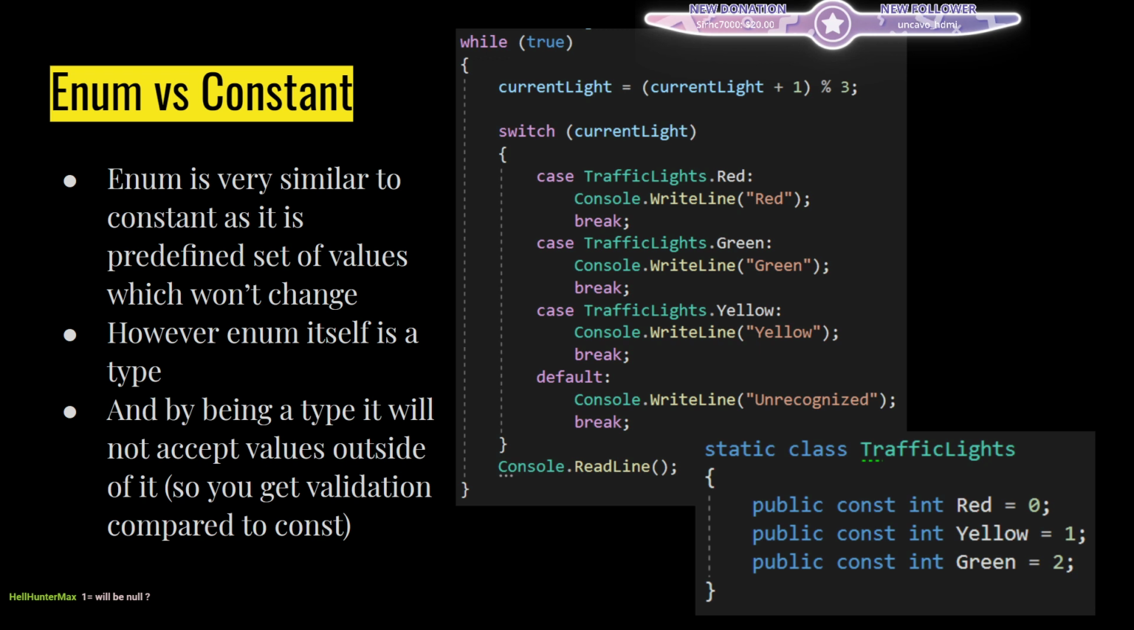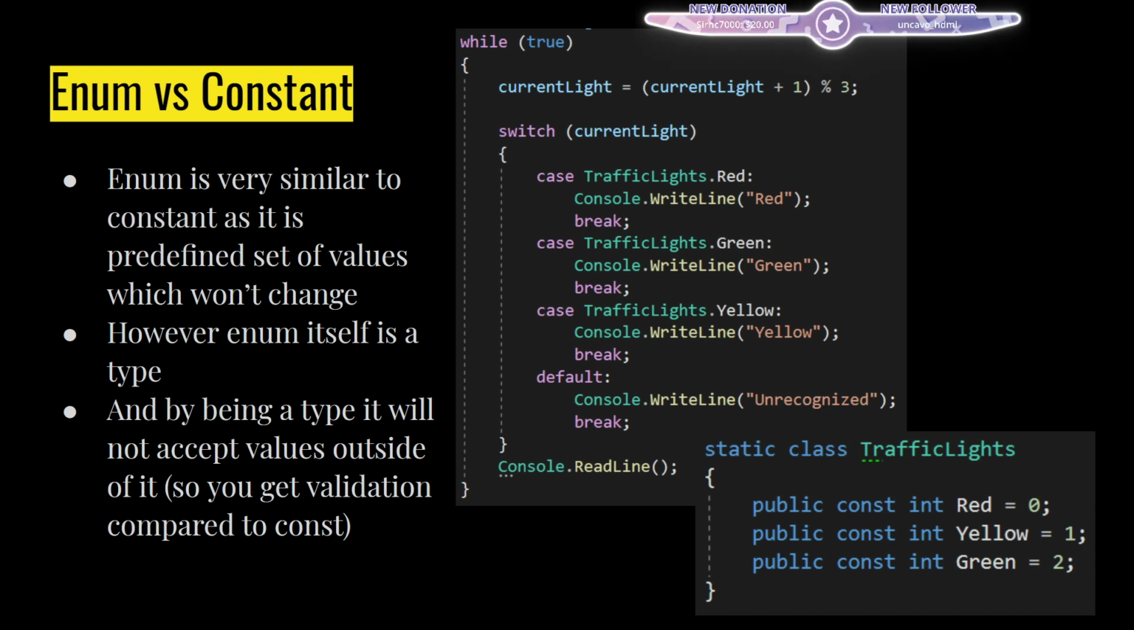So we have Enum versus constant. When should you use which? And here's an example for traffic lights. So you have an infinite loop which basically switches traffic lights. You start from red, and then it goes yellow, green, red, yellow, green, red, yellow, green, and it prints that to a console. Quite trivial.